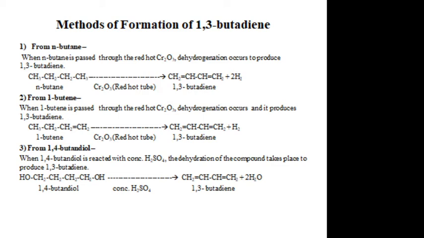In the second procedure, the same dehydrogenation reaction takes place, but the initial reactant we take, instead of n-butane, is butene. So we get 1,3-butadiene. In the third method of preparation, we take 1,4-butanediol as the initial reactant and react it with concentrated H2SO4. So dehydration of the compound takes place and we get 1,3-butadiene as the final product.